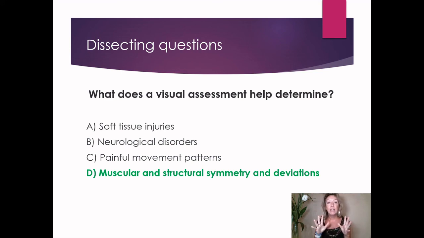Yes, because we weren't told that the person is moving. And really a visual assessment, when we do a visual assessment, we're going to be able to see muscular imbalances. That's another word for deviation, a muscular imbalance. And any structural things. Remember we talked about how my left trap is often higher than my right. That's not symmetrical. It's not the same, right?